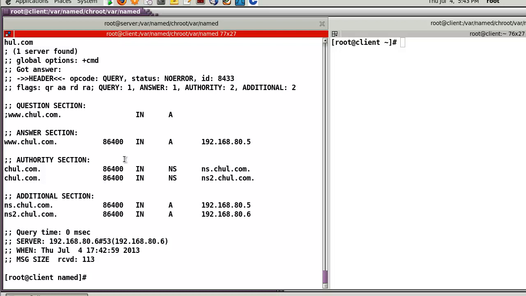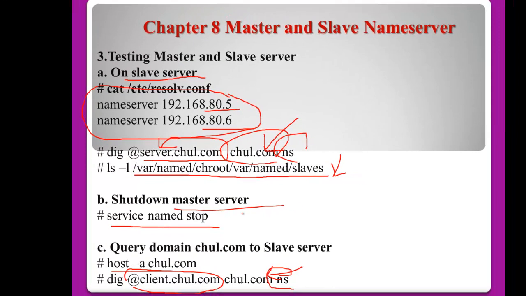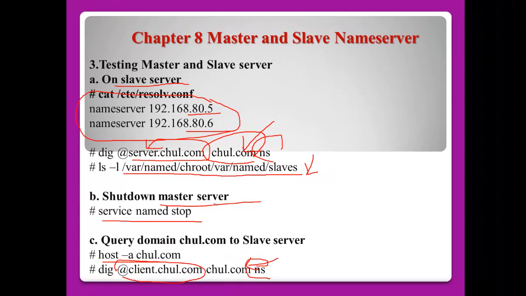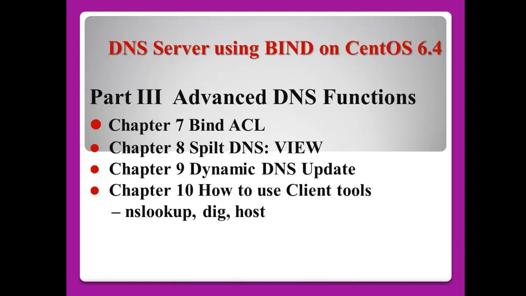Okay, then let's go back. So far in the second video, I explained the master and slave name server as well. In part 3, I will explain advanced DNS functions such as BIND ACL, access control list, and views, dynamic DNS update, and how to use client tools. Okay, thank you for watching this video, and see you in part 3.